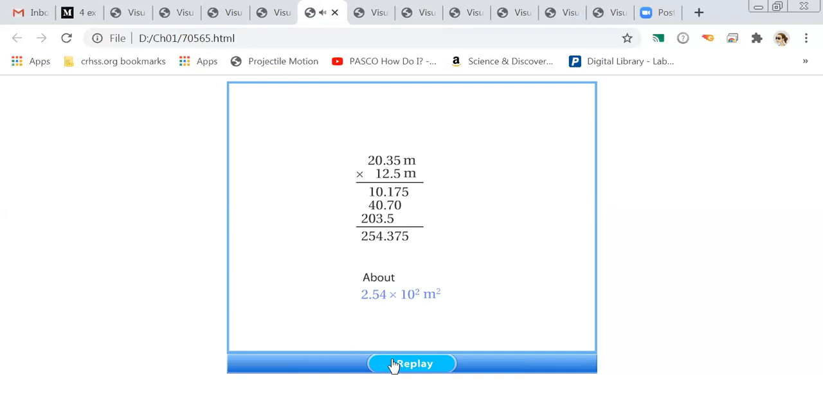So if you're going to multiply two numbers, you need to make sure that they are both of the same units.